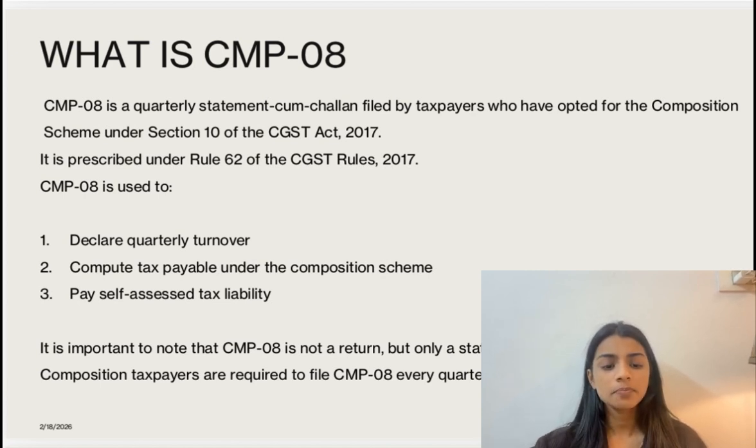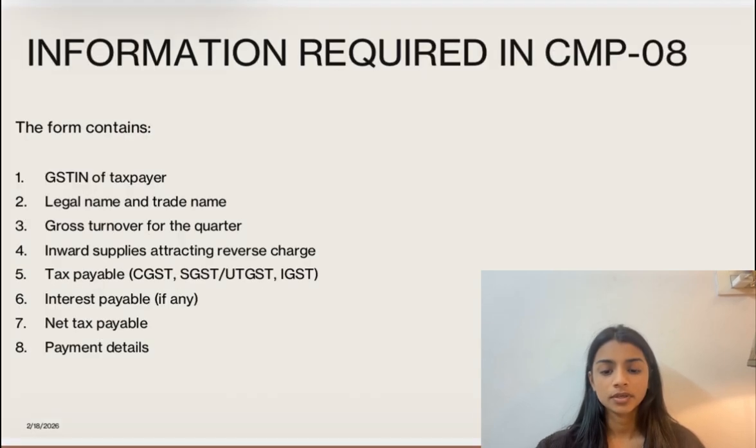Now, CMP-8 is used to: number 1, declare quarterly turnover; number 2, compute tax payable under the composition scheme; and number 3, pay self-assessed tax liability. It is important to note that CMP-8 is not a return but only a statement for payment of tax. Composition taxpayers are required to file CMP-8 every quarter and GSTR-4 annually.